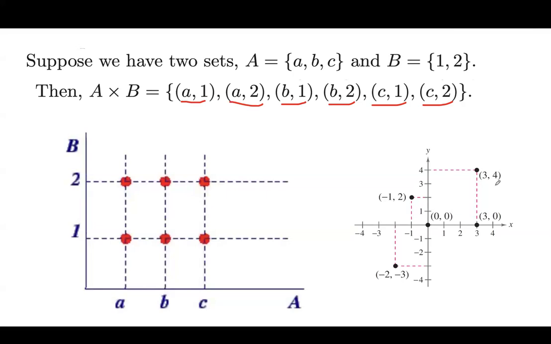And in general, the Cartesian product between two sets is not commutative. It means that in general, A cross B is not the same as B cross A.